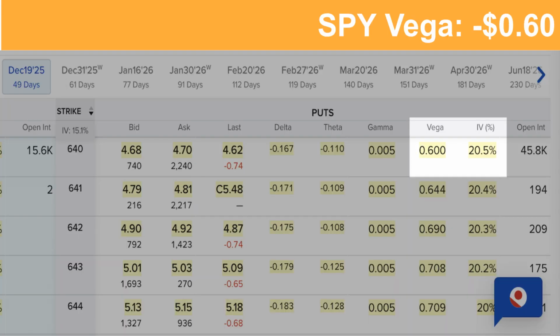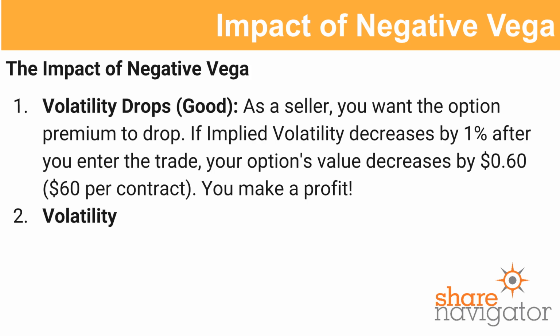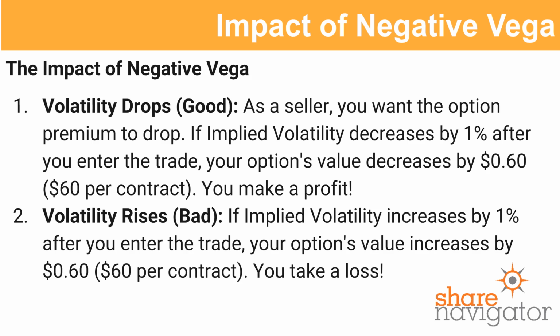So again, you're looking at an option quote screen for our SPY put option. And you can see Vega is 0.60 and you can see our IV percentage is 20.5%. So what are the impacts of negative Vega? Well, if volatility drops, it's brilliant for us. And as a seller, we want the option premium to drop in price. So if implied volatility decreases by 1% after we enter the trade, the value of our option will decrease by 60 cents or $60 per contract.